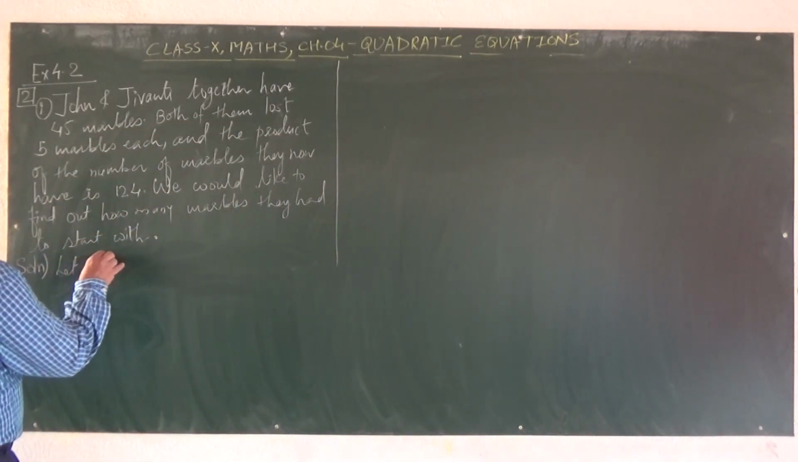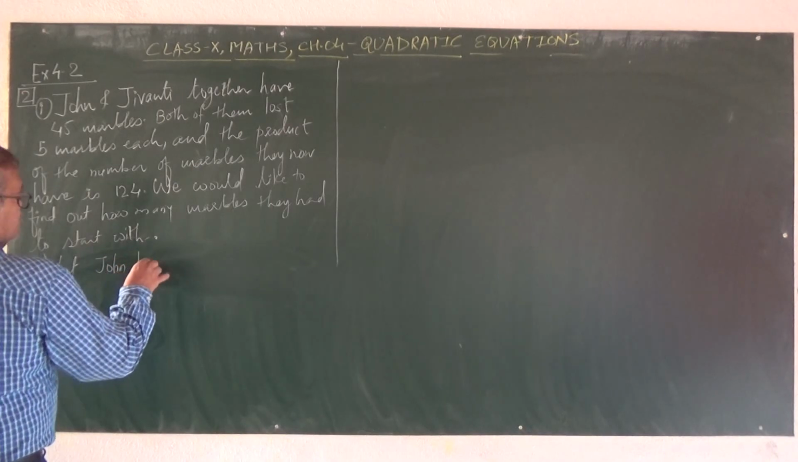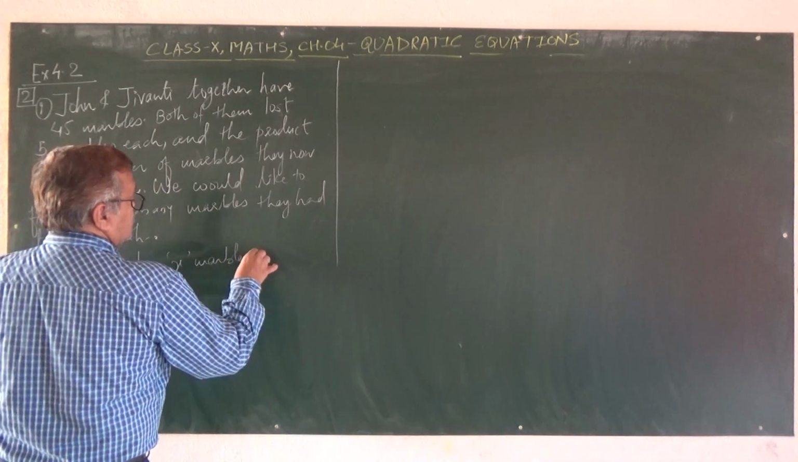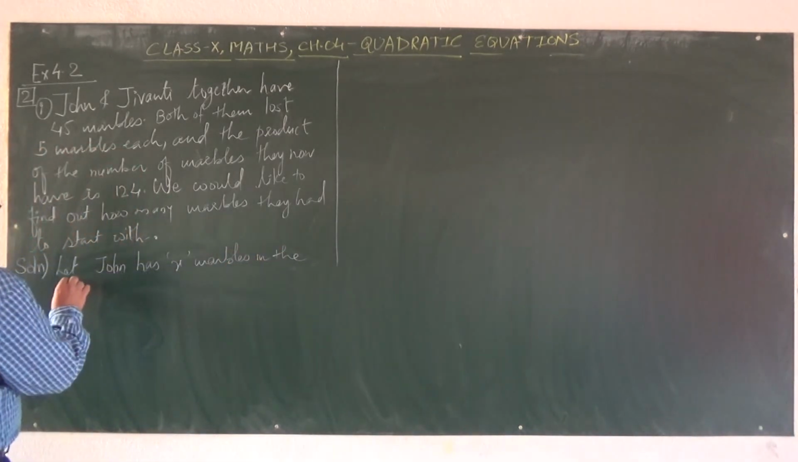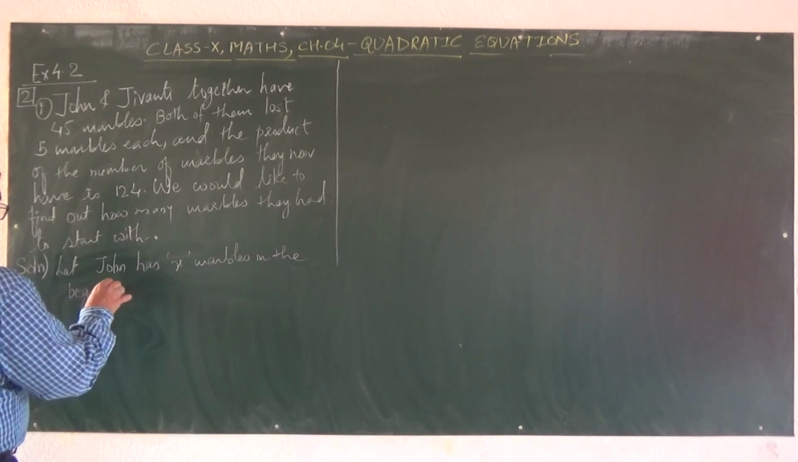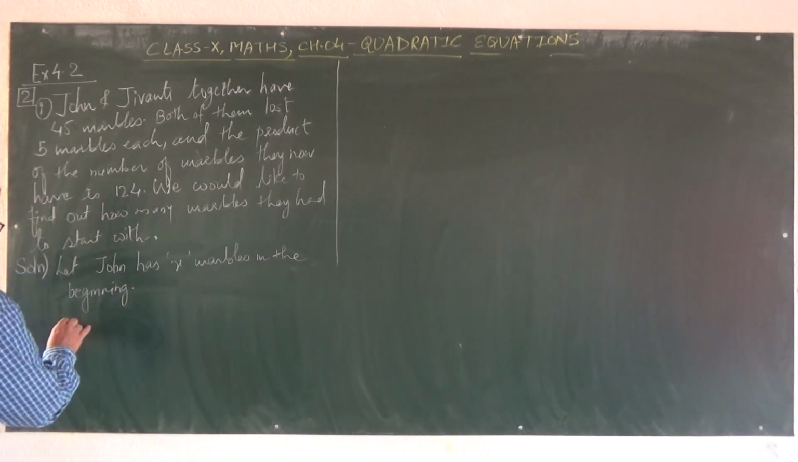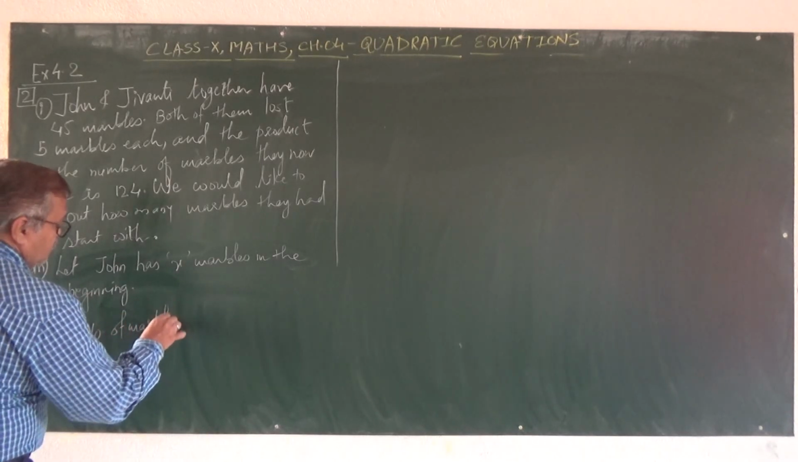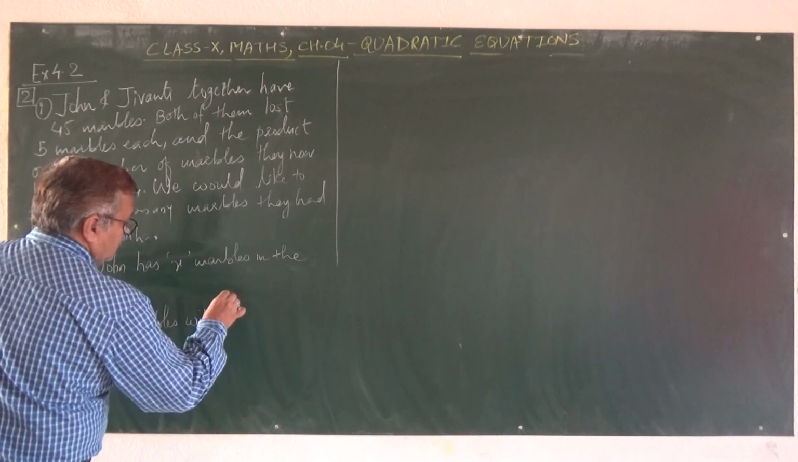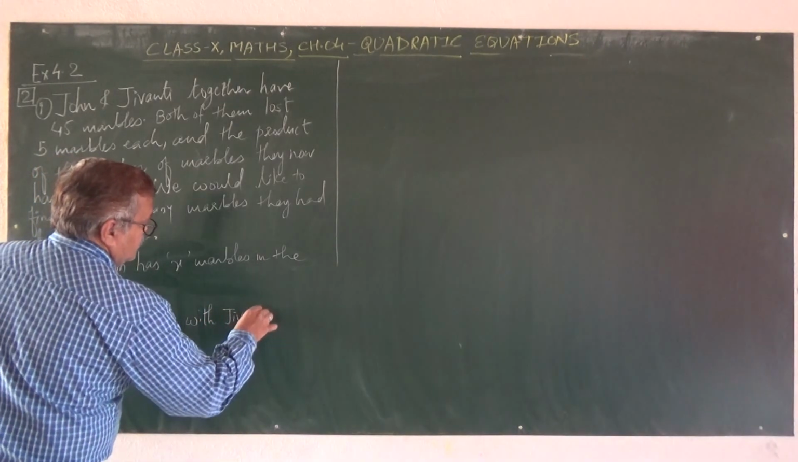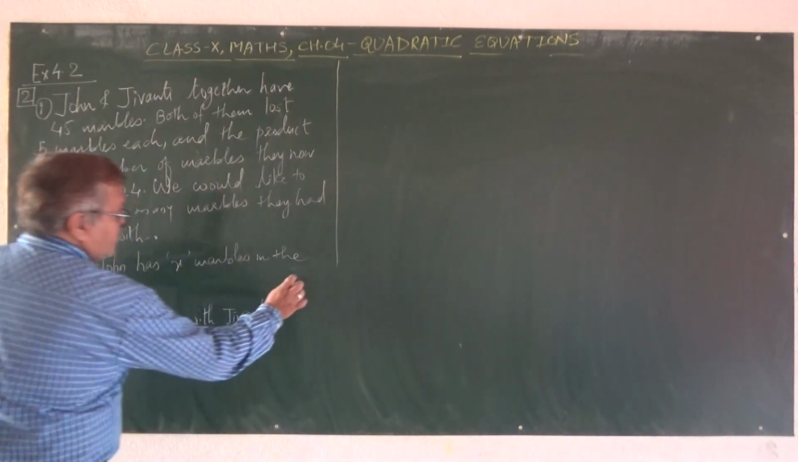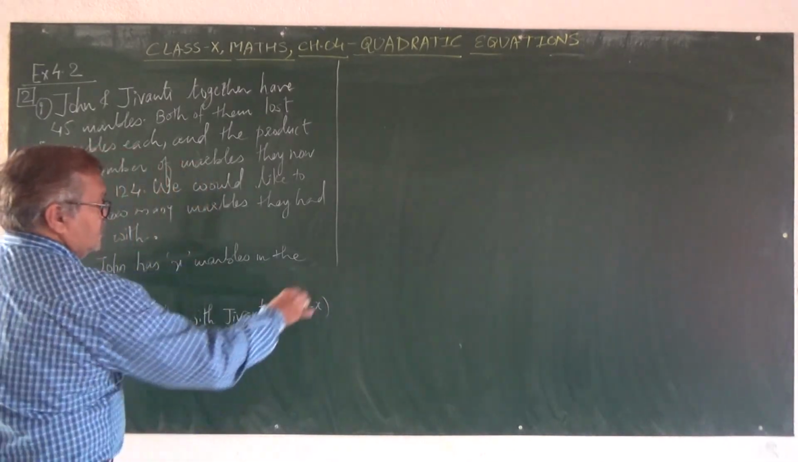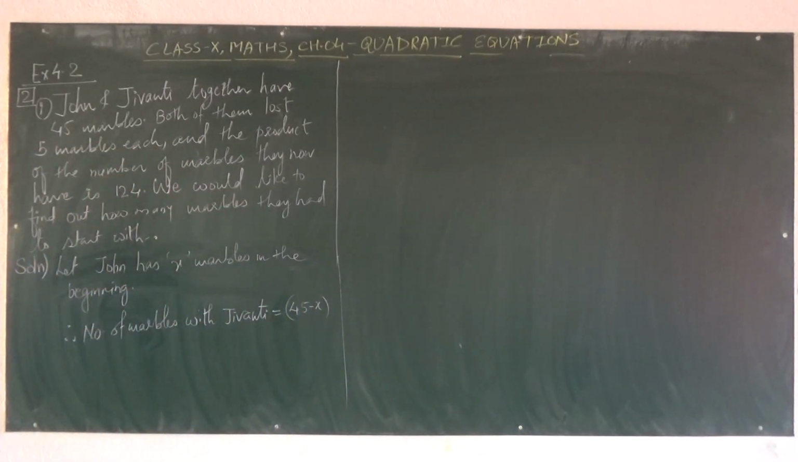Let John have X marbles in the beginning. Therefore, number of marbles with Jivanti. So total is 45. So number of marbles with Jivanti will be 45 minus X.